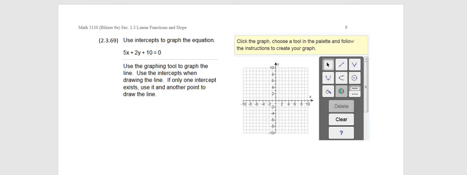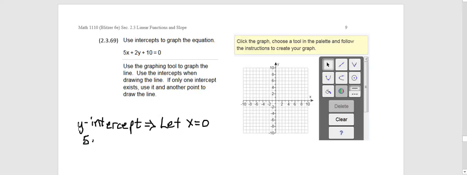So now let's look at problem 69, where we want to use the intercepts to graph the line 5x plus 2y plus 10 equals 0. So this is the general form of the line equation. Now, one thing you have to be careful of on a problem like this is to make sure that you graph the line using the intercepts if that's what you were instructed to do.